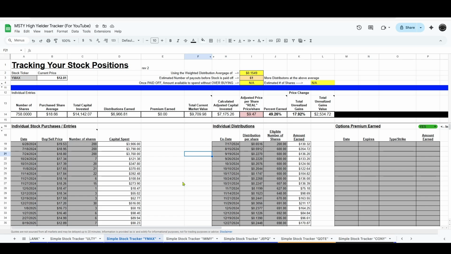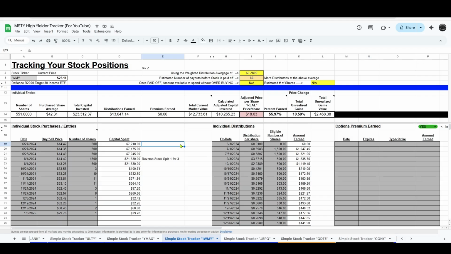So another one that I have here that I did earn that distribution on is IWMY. And this is a Defiance fund. And this is one that actually went through a reverse split. And right here you can see I have that labeled right there as reverse split. They gave me 1 share for every 3 shares I had. And as you can see, before I had 1,500 shares. So after that, that 1,500 shares dropped to 500 shares.